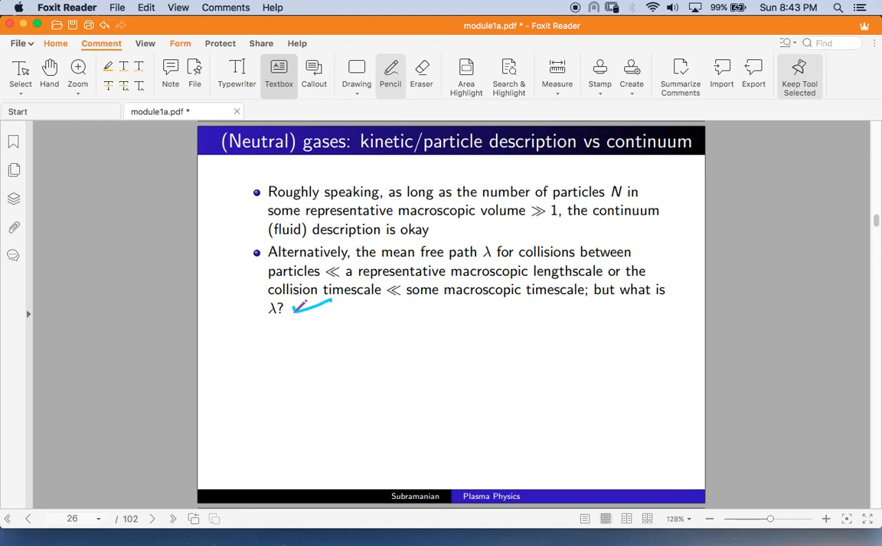There's this aspect called collisionless plasmas, where for some reason the mean free paths are so long. Mean free paths are actually larger than a macroscopic length scale, and yet somehow the fluid description or the continuum description seems to work well. So you have to scratch your head and ask, what is the operative mean free path? Okay, we'll come to all that.